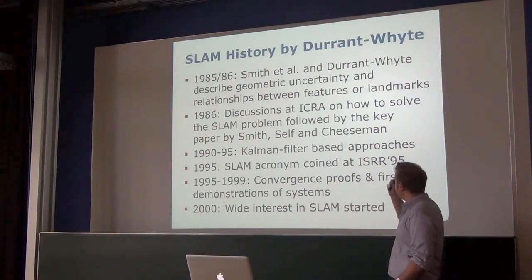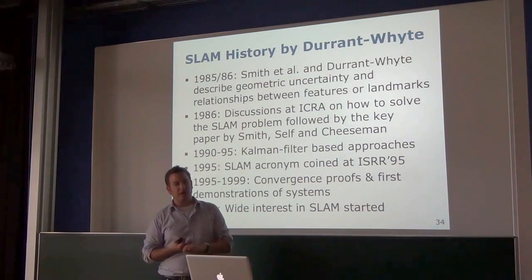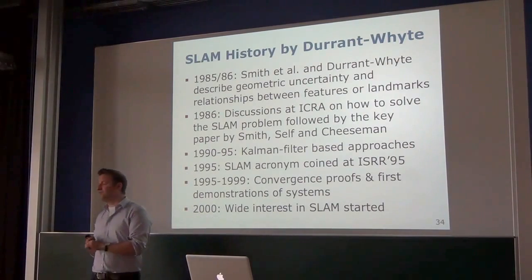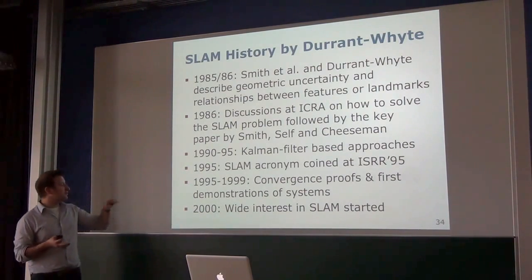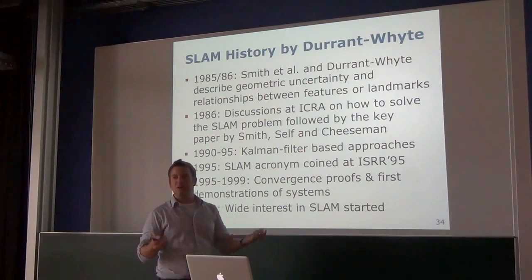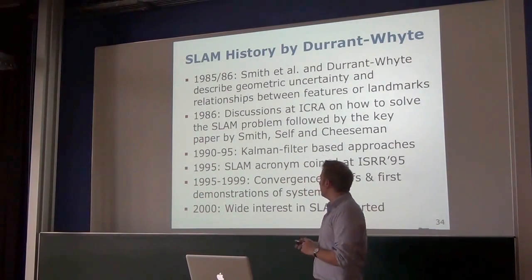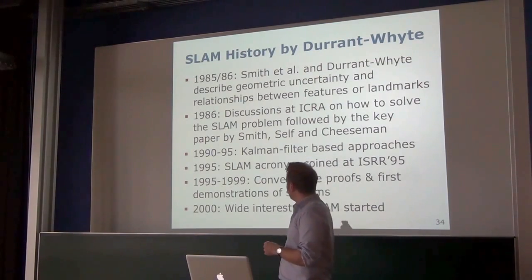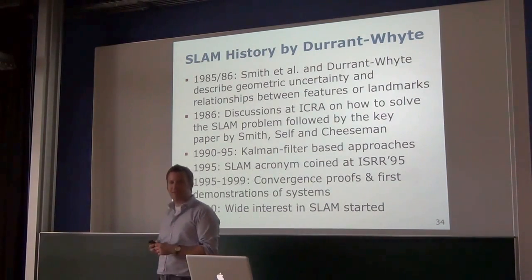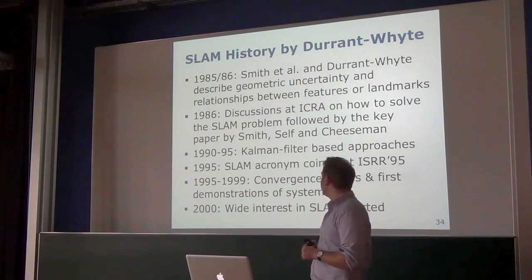In the 90s, the beginning of the 90s, the Kalman filter-based approaches became popular. Also, people started to provide certain proofs, I think a little bit later, the first convergence proofs of those systems, and used Kalman filter approaches to build maps of the environment to estimate where landmarks are, where the system is. And then actually in 1995, so not later, the acronym SLAM came up. It was one of those International Symposiums on Robotics Research in 95.